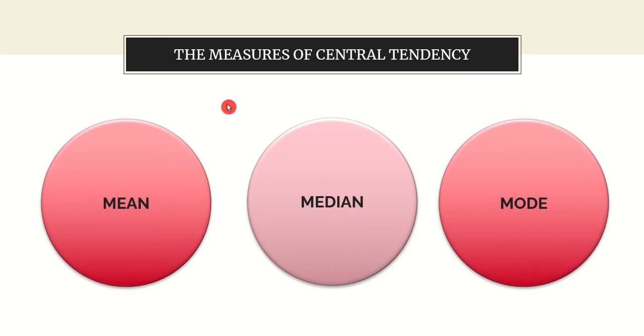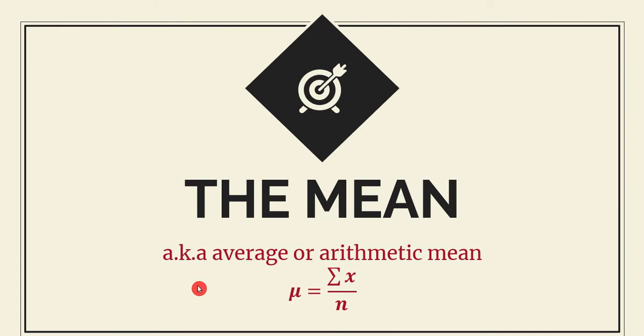The measures of central tendency are as follows: the mean, the median, and the mode. The mean is also known as the average or arithmetic mean. There's a different type of mean, which is the weighted mean, and we will tackle that one in a separate topic. The formula of the mean is mu, which is a Greek letter, equal to the summation of x over n. This summation of x is the total of the scores. You're going to add all the scores in the given data set and then divide it by n. The n is the number of scores or the number of items.